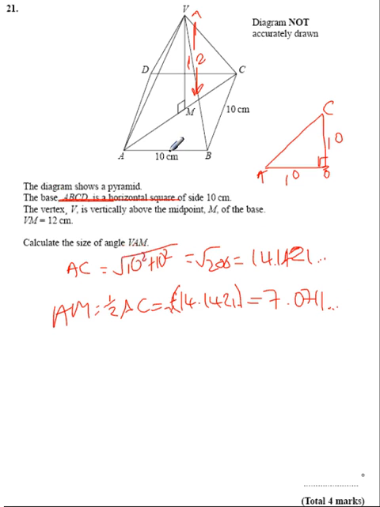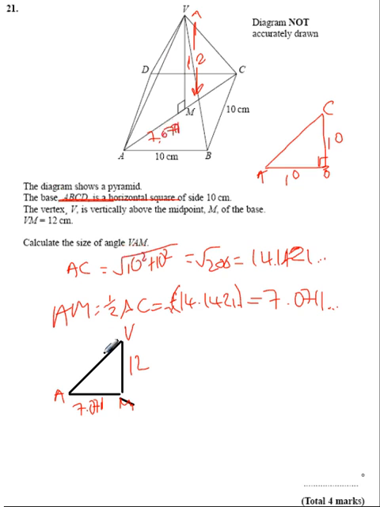Okay, so now we know some more information about this thing. We know that the length AM is 7.0711. We know VM is 12. And now we just need to visualize the triangle. We've got VM, which is a vertical line. We've got AM, which is a horizontal line along the ground. And then we've got AV. So let me draw those. There's the midpoint M. There's the vertical mast V, and there's the corner A. So this is 7.0711. This is 12.